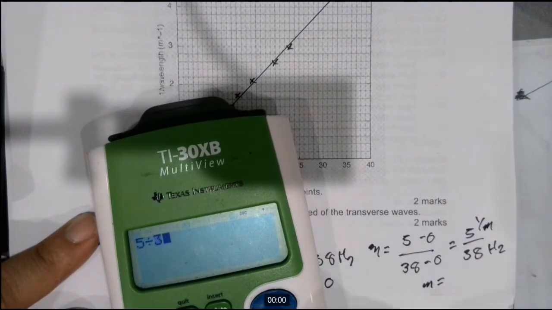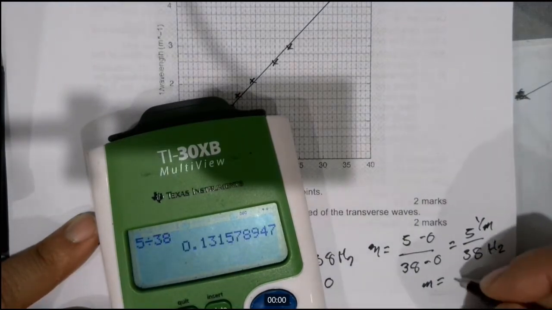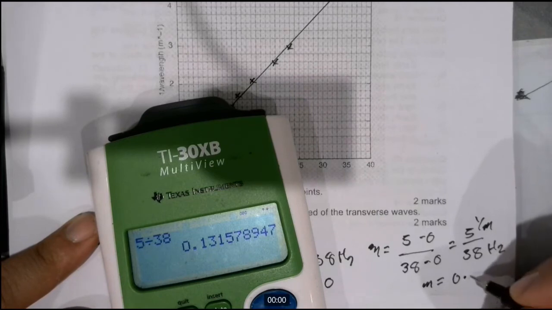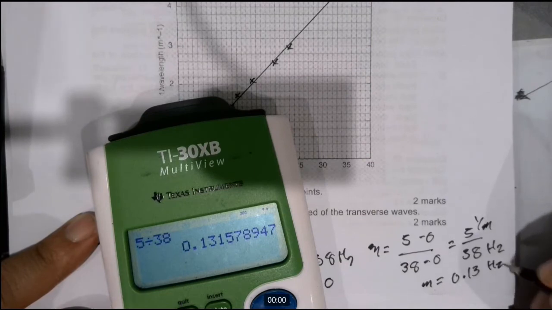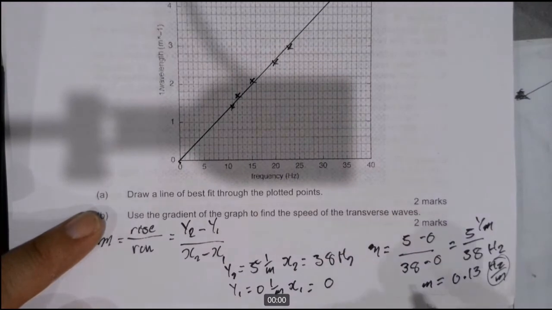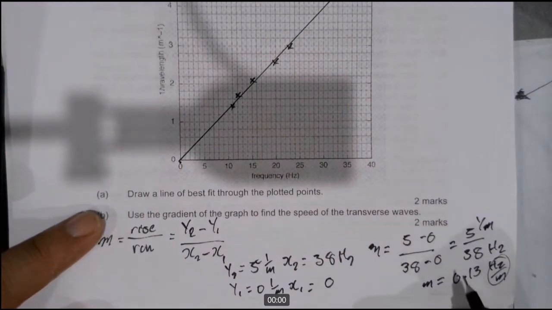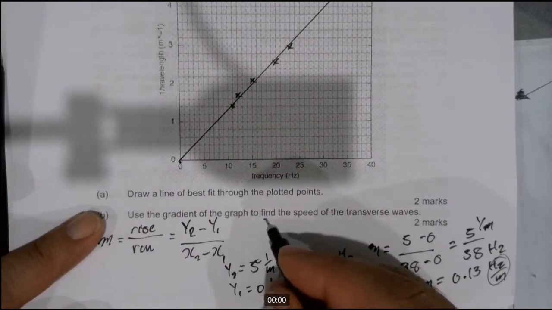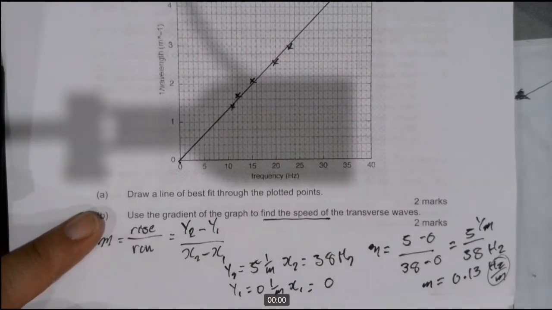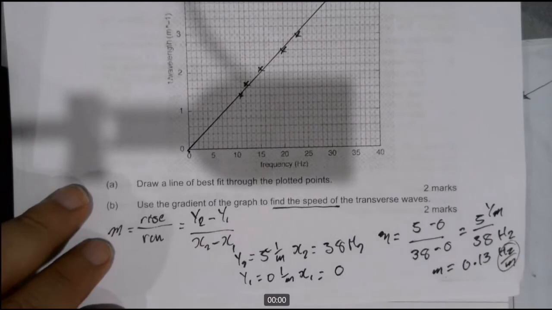Anyway, we end up finding out that our slope is equal to 5 divided by 38, which is 0.13. Leave it at that. It's got some weird units, hertz per meters. That's a weird unit. We'll come back to that. So that's our slope. That's awesome. But it's also saying find the speed. So this is the second part that gets a bit harder. Let's have a look at that.